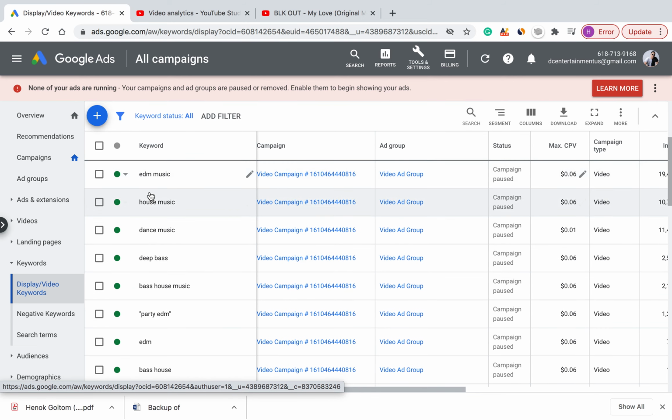What this means as far as the keywords is, whenever someone types in EDM music on youtube.com, our ad will show up if we're targeting for it. It doesn't always mean that our ad will show there. It just means that we're telling Google we're willing to bid to be on there, and we're willing to pay up to 6 cents, the max cost per view, for a view, or for a click. Click is pretty much the same thing as view for video, so keep that in mind. And that goes for all the other keywords as well.